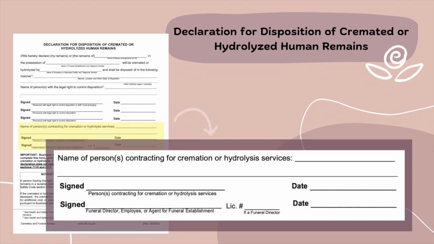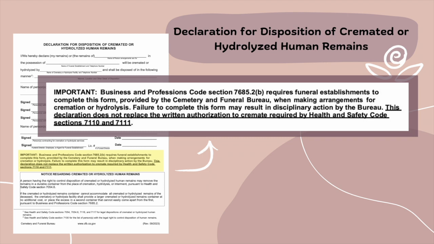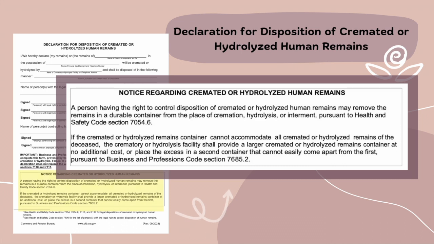The state of California also requires this form to have a paragraph regarding the responsibility of the funeral establishment to have this form signed and what the consequences are if it isn't. Lastly, there's a note regarding cremated and hydrolyzed remains stating that if not all of it fits into the urn, then the funeral home must provide a larger container at no additional cost, or they can place the excess into a second container and attach it to the first.